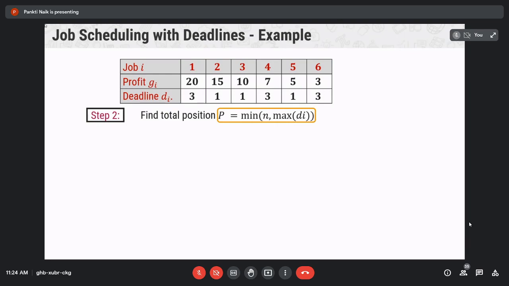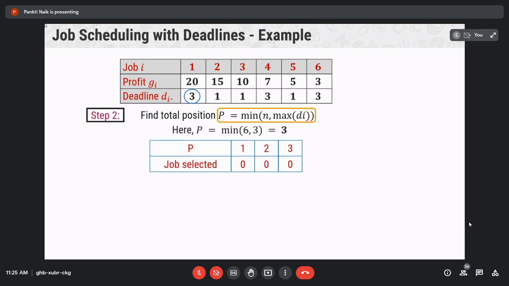Then next is to find the total position, that is minimum of n, so minimum of 4 comma maximum deadline, which is 4. So P is equal to 4, so you can schedule 4 jobs to find the optimal solution. Then next is create one array with 4 positions, and your index starts from 1 to 4.